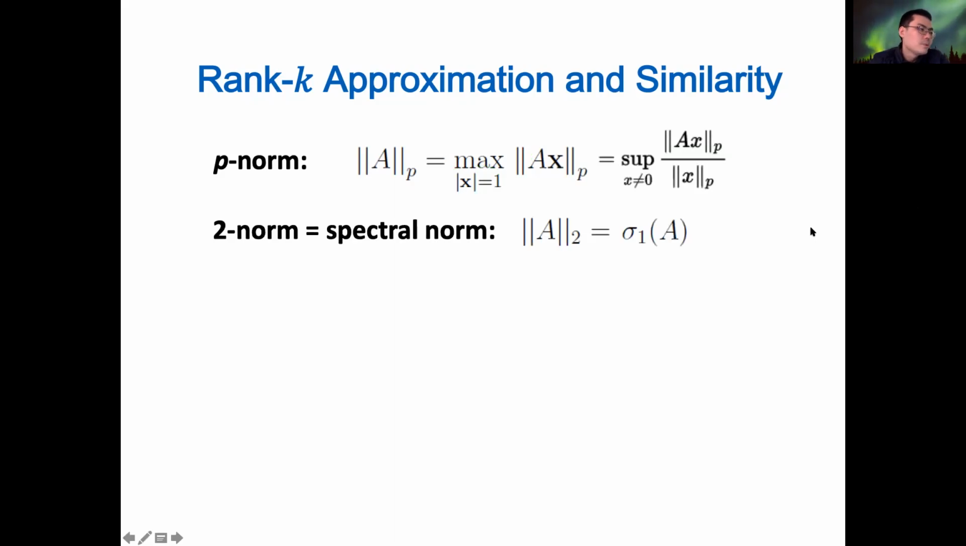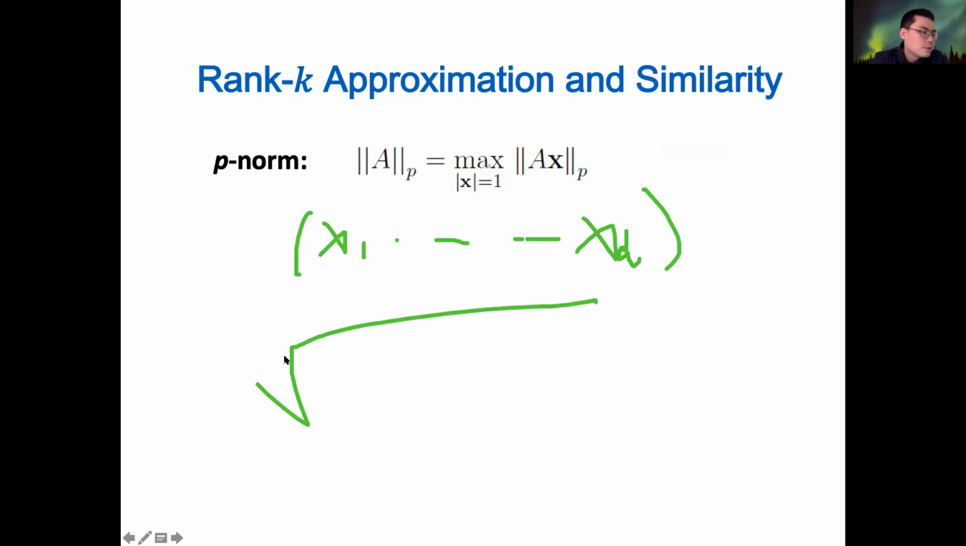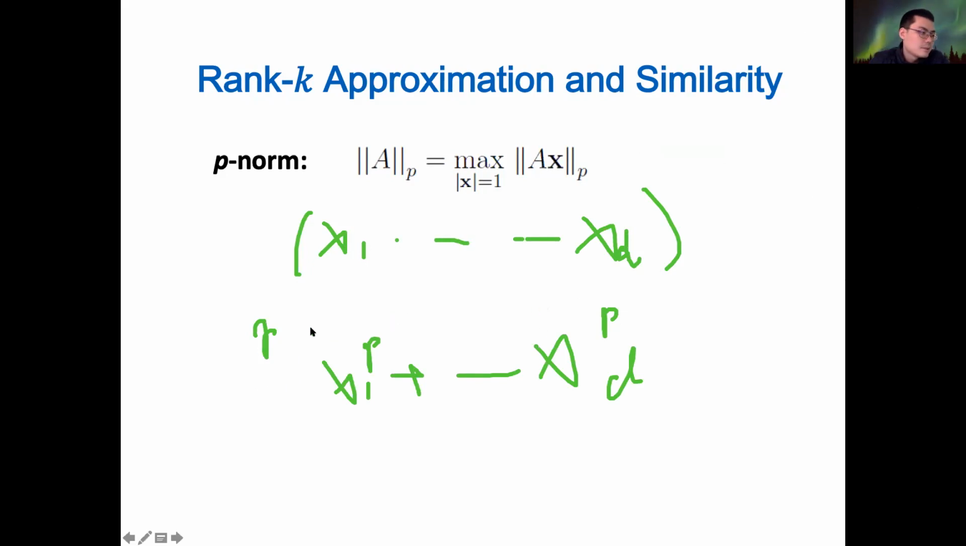So what is the LP norm? I hope you understand. For example, you have a vector x1 all the way to xd, a d-dimensional vector. The LP norm is taking x1 to the power p plus x2 to the power p plus ... plus xd to the power p, and then taking the root. You can also write it like this, maybe it will be clearer.